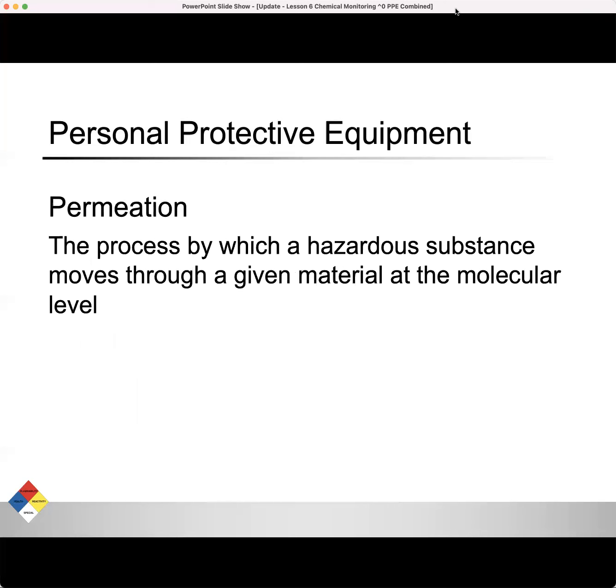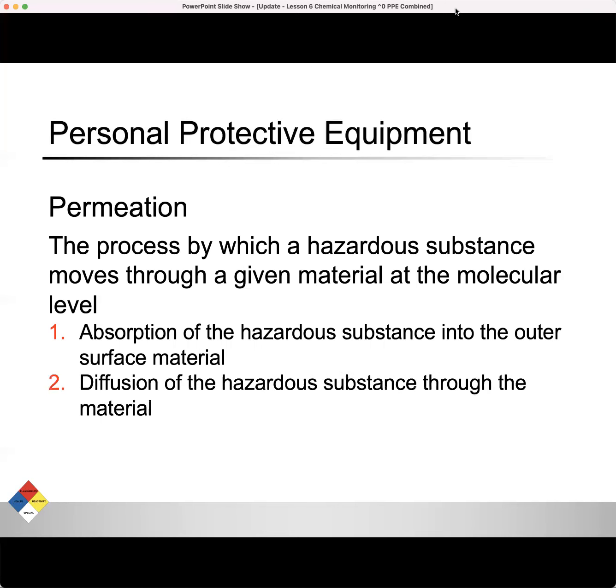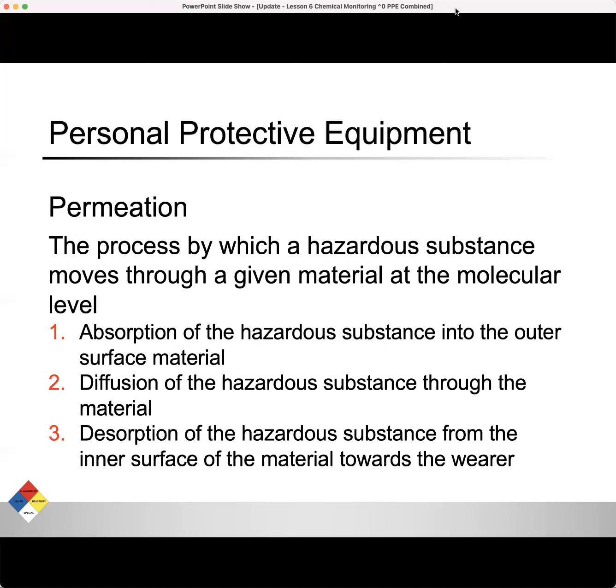Permeation. This is the process by which a hazardous substance moves through a given material at the molecular level. There are steps that go in this order for this to happen. The absorption of the hazardous substance into the outer surface material. Then it diffuses through the material, and desorption of the hazardous substance from the inner surface of the material towards the wearer, where it can be detected. So the chemical just moves slowly, hopefully slowly, through your PPE material.